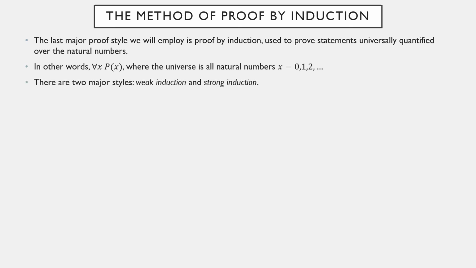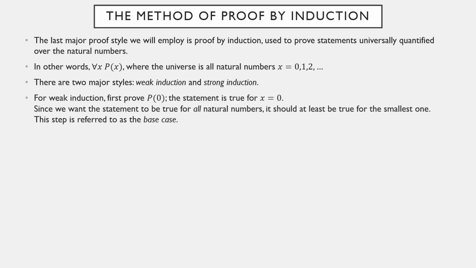There's two major styles of proof by induction, weak induction and strong induction. For weak induction, first you establish the claim is true for 0. You make a very specific choice of x. You say of all of the x's I could have picked, any natural number, I'm very specifically choosing 0. Okay. Since we want the statement to be true for all natural numbers, hopefully we can at least show it's true for 0. This is called the base case of the inductive proof.